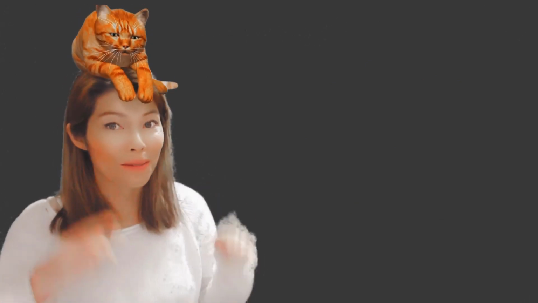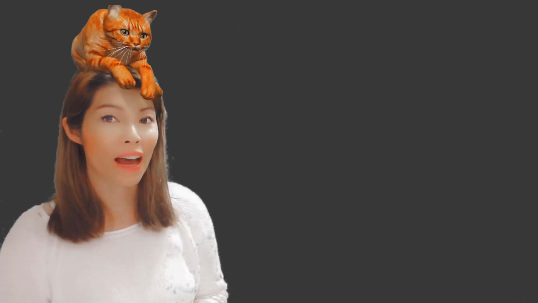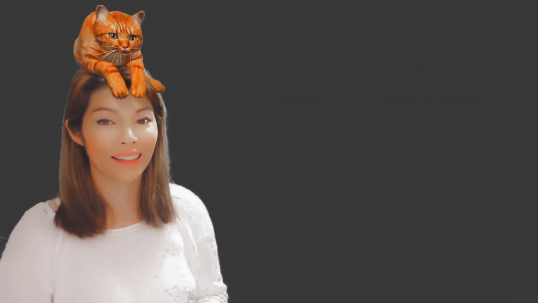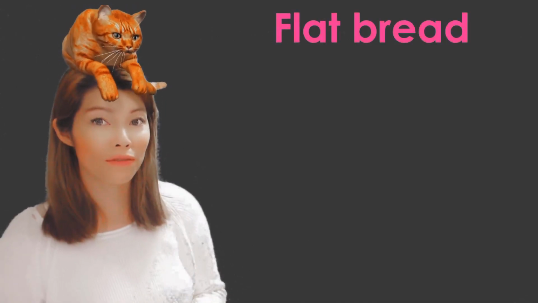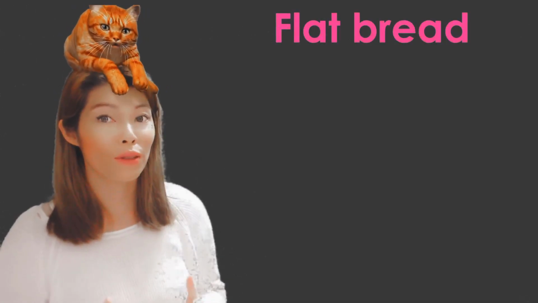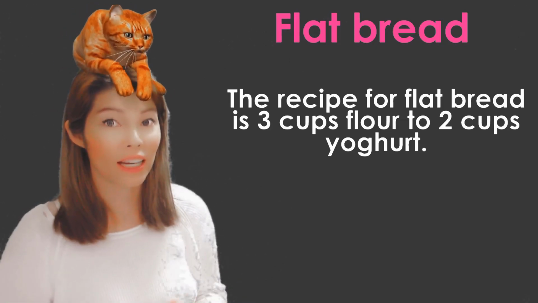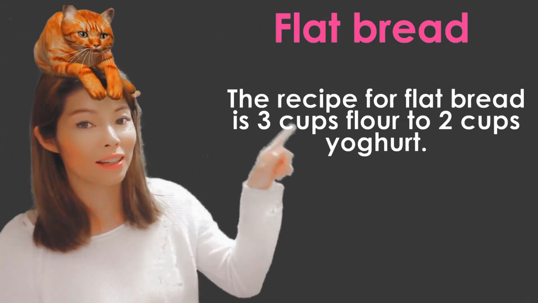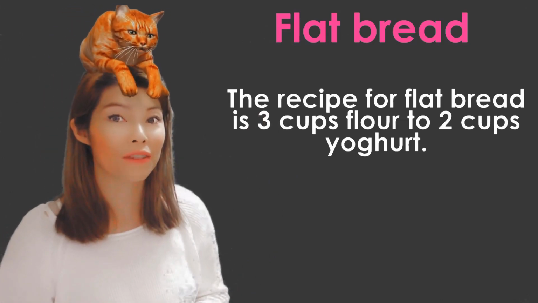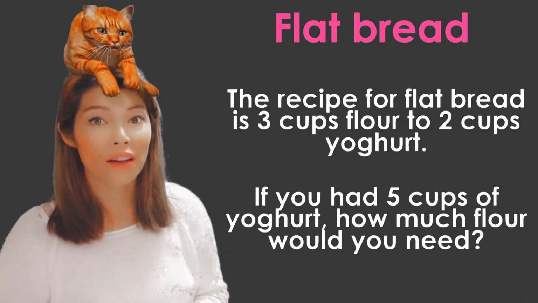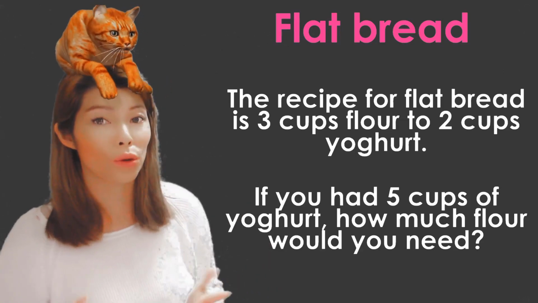I am. I've got my thinking cap on to think about how we use unit ratios to find amounts. So remember last time we talked about flatbread, and the recipe for that was a ratio of 3 cups of flour to 2 cups of yogurt. Now if you don't remember, that's okay. Click on the little eye in the corner and it will take you through that video. Now we ask questions such as, if we had 5 cups of yogurt, how much flour would we need?